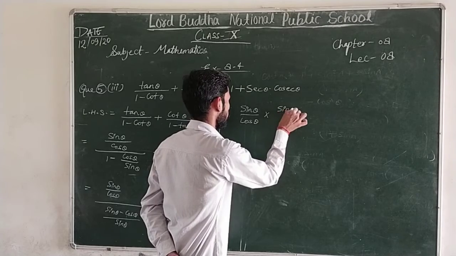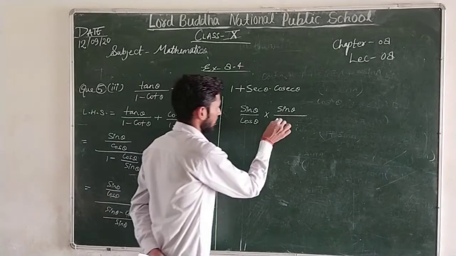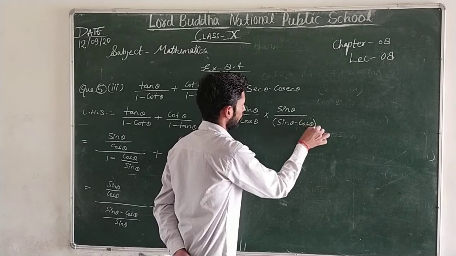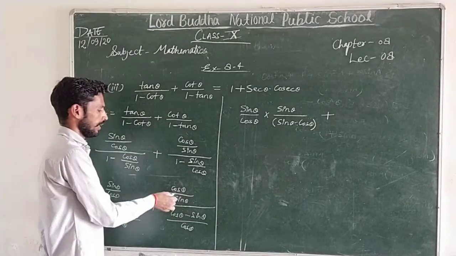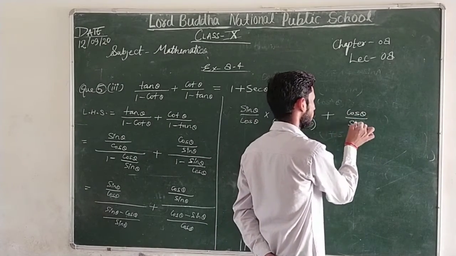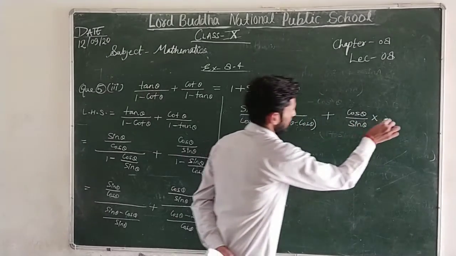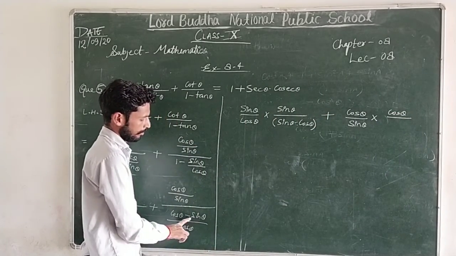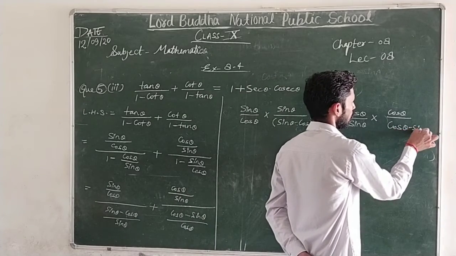So here will be sin theta upon sin theta minus cos theta, and take plus sign, so write here plus, and in the next, cos theta upon sin theta into, cos theta will be numerator and in denominator cos theta minus sin theta. Right, here cos theta minus sin theta.